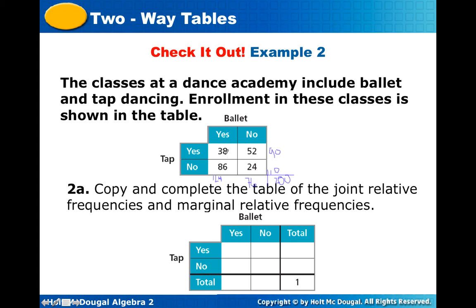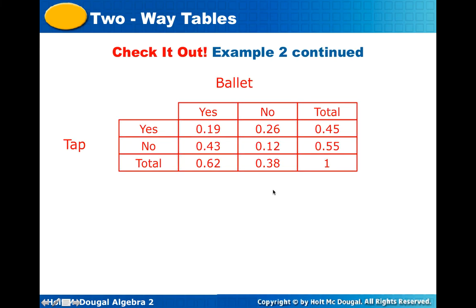So we're going to divide each box by 200. That's going to give us our joint relative frequency. 200, 200, and 200. Okay? So boom, there it is. It's like magic, math magic.